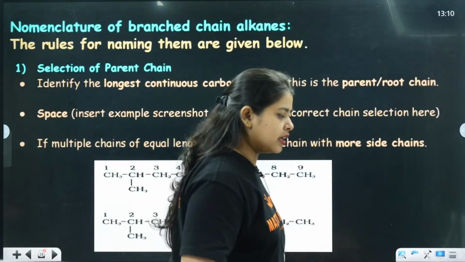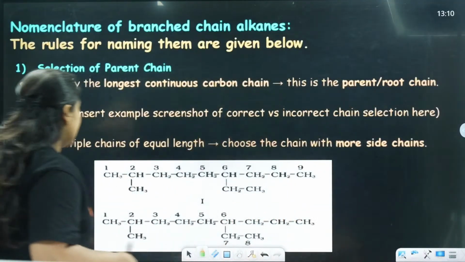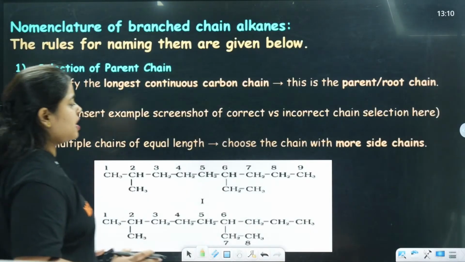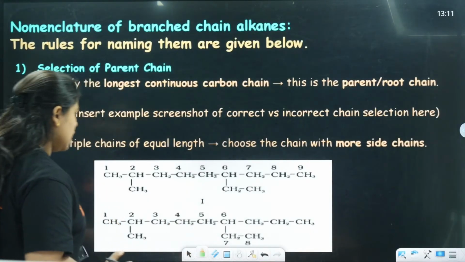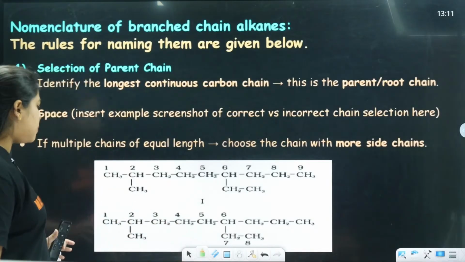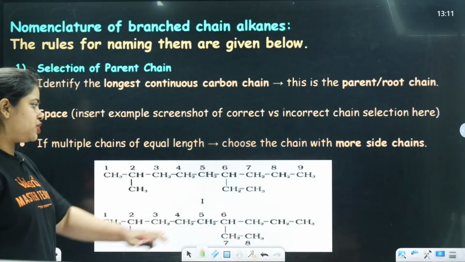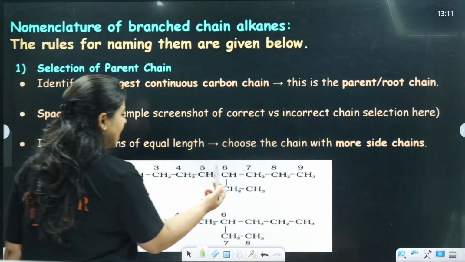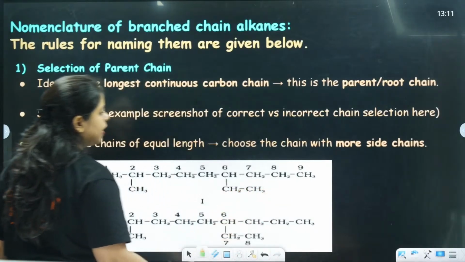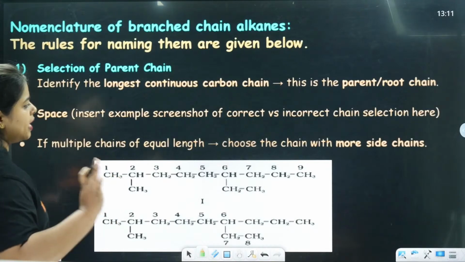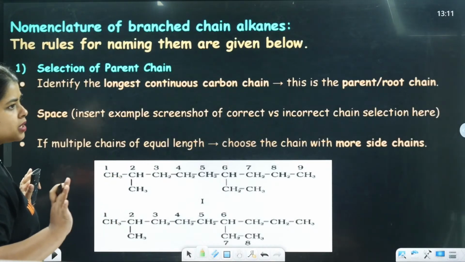Concept understanding will be good. Selection of a parent chain, like identify the longest continuous carbon chain. This is the parent or root chain. You must first look at whichever one is the longest. Here an example is given; note how many carbons the longest one has. Look, 1 2 3 4 5 6 7 8 9. Okay, there are 9 carbons. The longest chain is there, 9 is there. Now you get to know how many carbons there are.